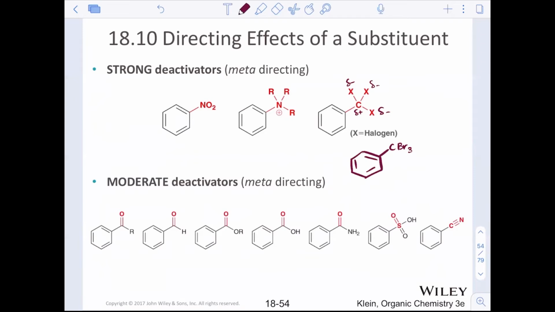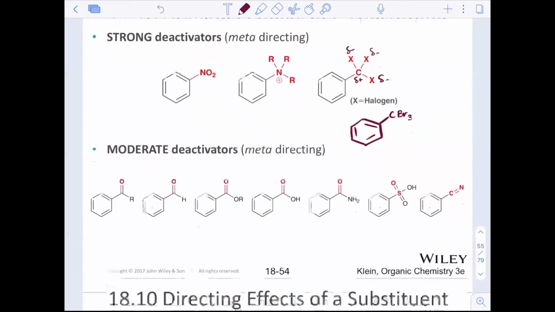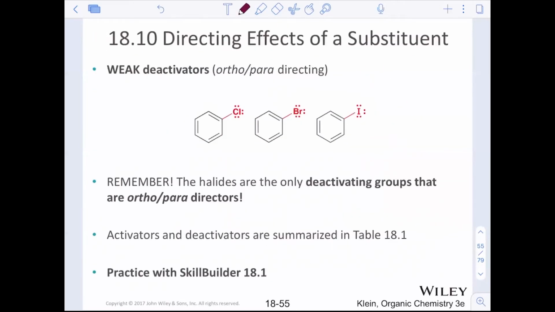Moderate deactivators are our carbonyl groups or our nitrile groups. And then our weak deactivators, but ortho-para directing weak deactivators are our halogens. Remember, the halogens are the only deactivating groups that are ortho-para directors. All other ortho-para directors have to be activators, right? And all other deactivating groups are meta directors. So they're right in the middle just to confuse everyone.